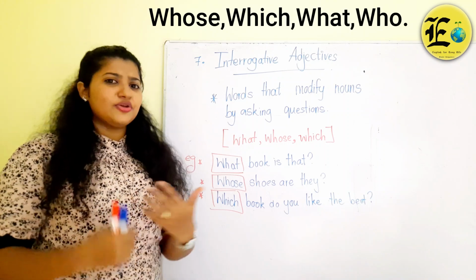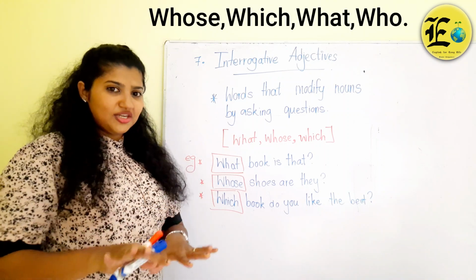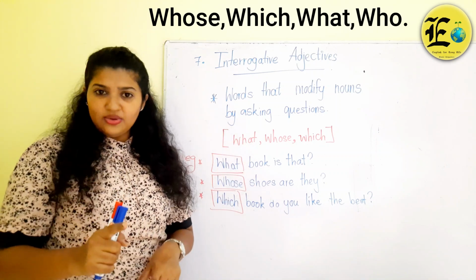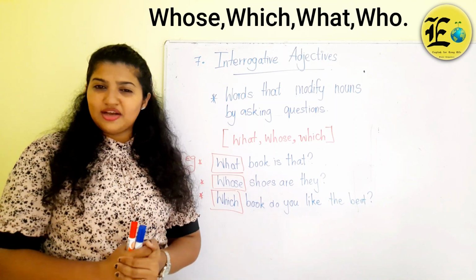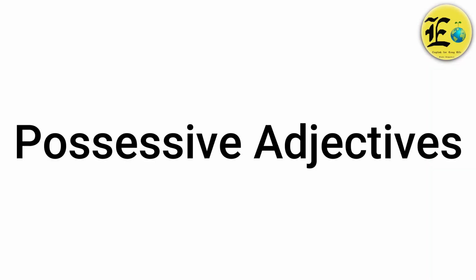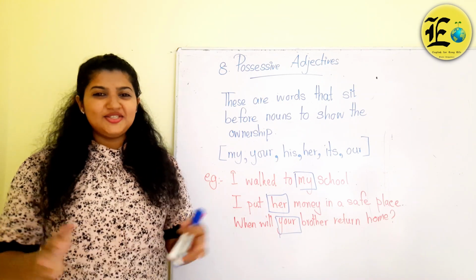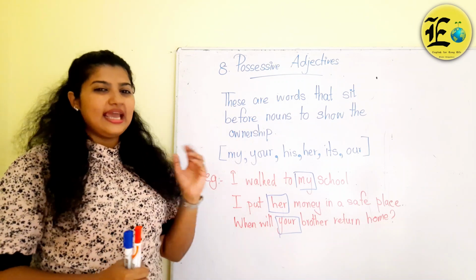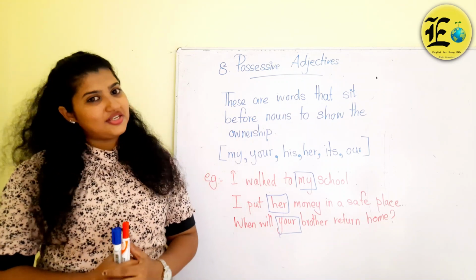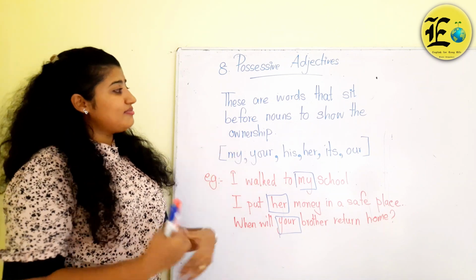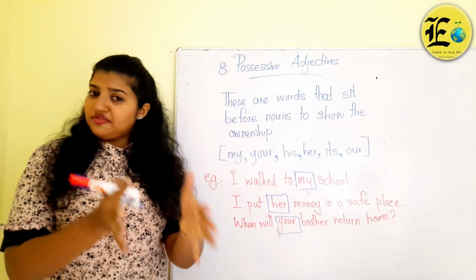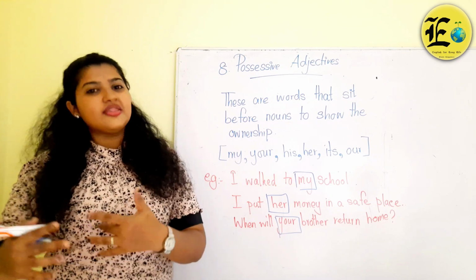I hope you got a wide range of knowledge up to now regarding the different kinds of adjectives that we have discussed. Now let us look at the last category of our classification of adjectives. Last but not the least, the final topic of our discussion today would be the possessive adjectives, which is the 8th category under the classification of adjectives. These are the words that sit before a noun to show the ownership. It is stated in front of a noun to show the ownership of the noun.